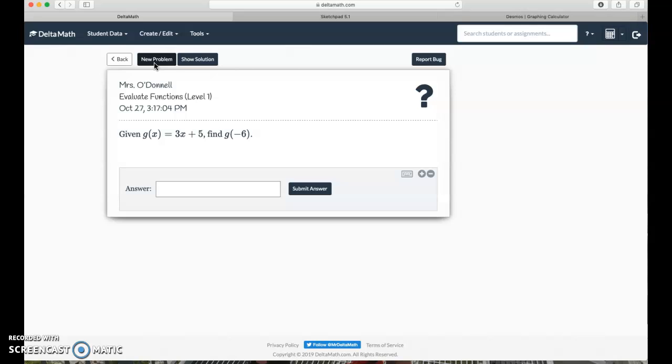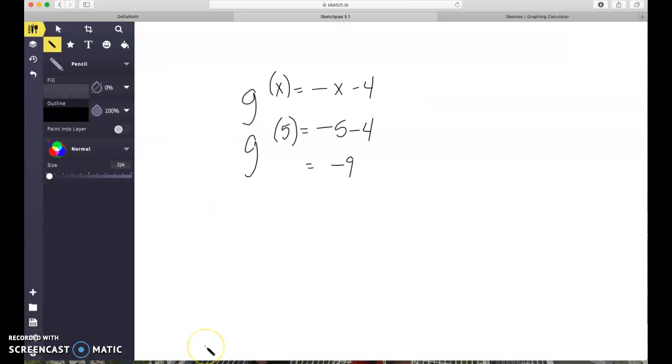Woo! This one's got an extra step. So now they're asking: g of x equals 3x plus 5. Find g of negative 6. So our directions are telling us everywhere you see an x, plug in a negative 6.